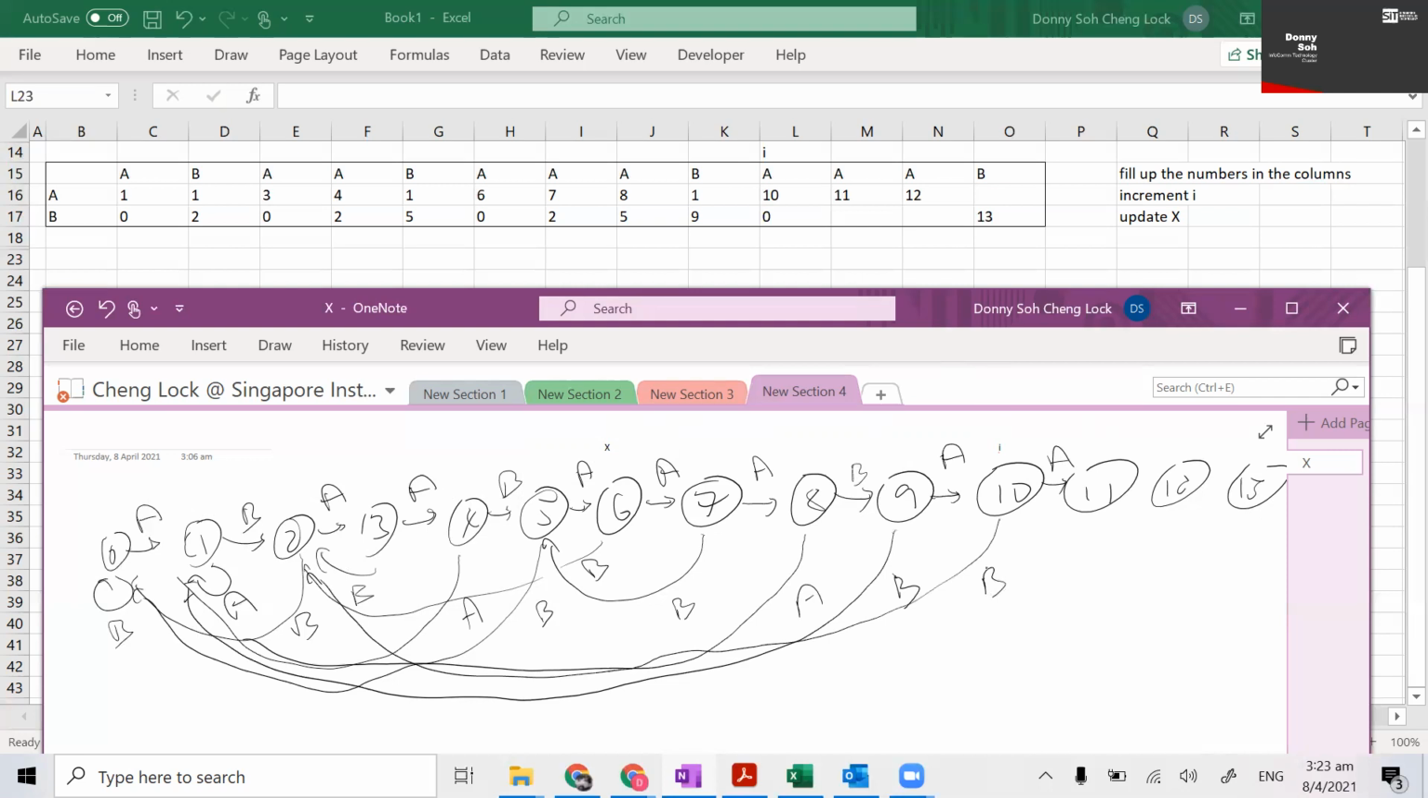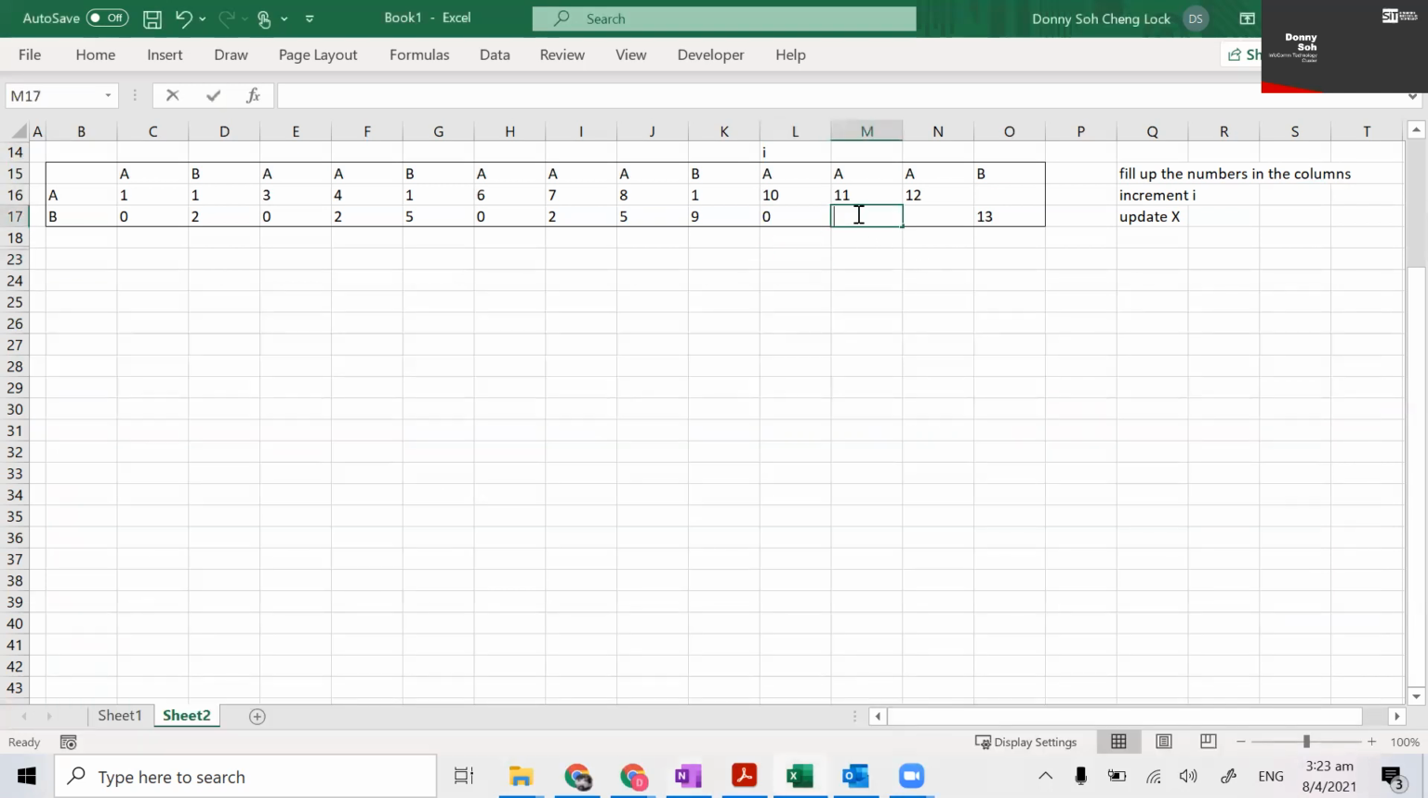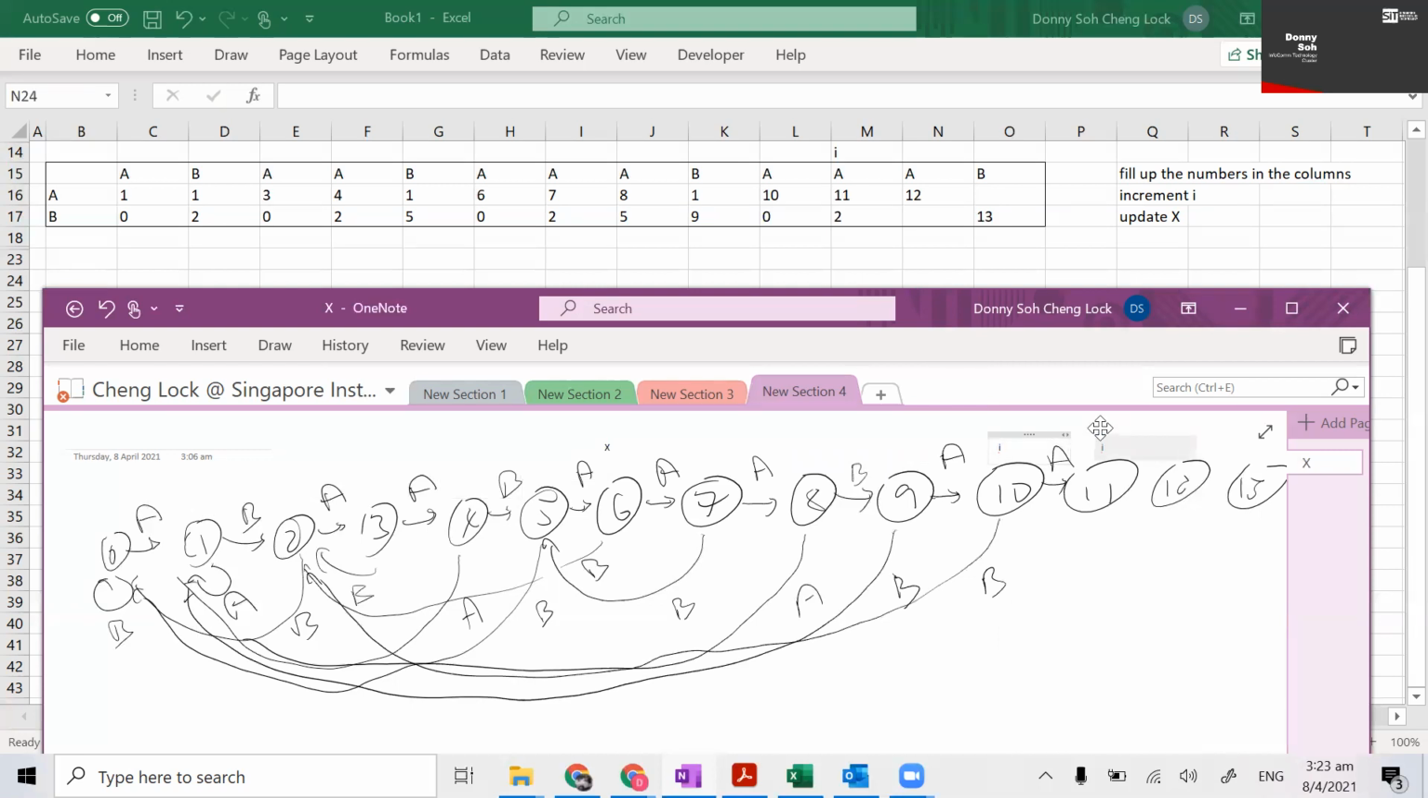If it sees a B, I update my table. Update I, and update my X. What happened to X if I see another A? It will go to 7. So this goes to 7. Okay, almost done. 11 to 12. Again, another A. What happened to X if it sees a B? It goes to 5. So this goes to 5. This is B. So this goes to 5.